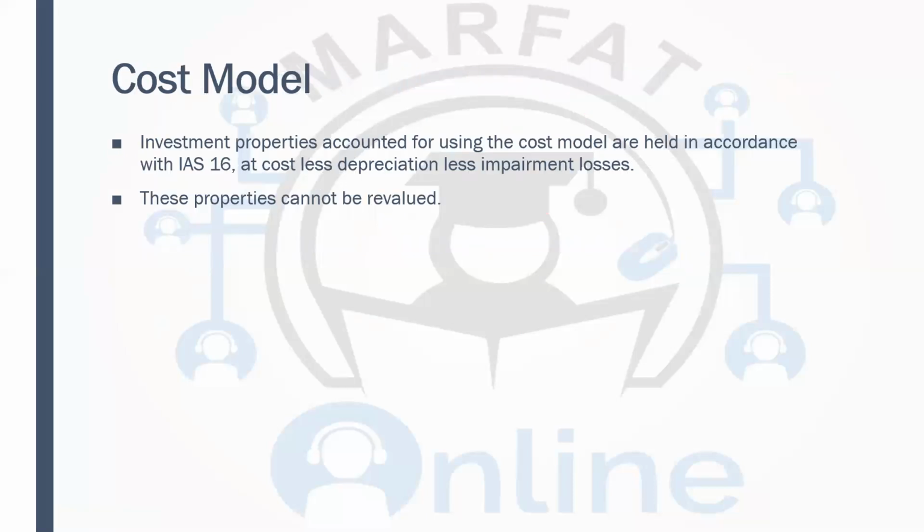Now the cost model is the same. Investment properties accounted for using the cost model are held in accordance with IAS 16 at cost, less depreciation, less impairment loss. These properties cannot be revalued. So the properties which are held under the cost model are not revalued, cannot be revalued.